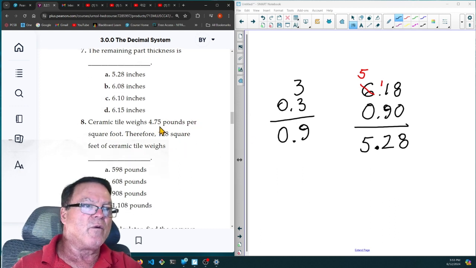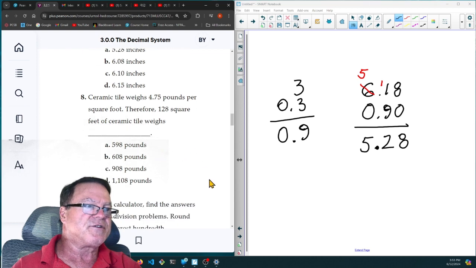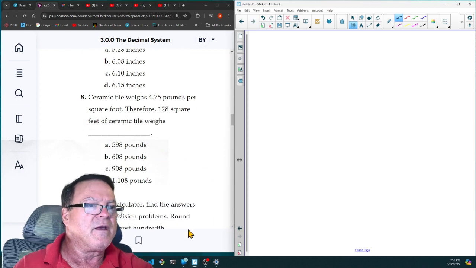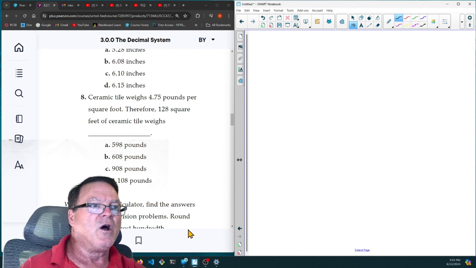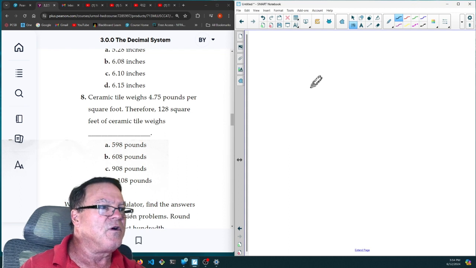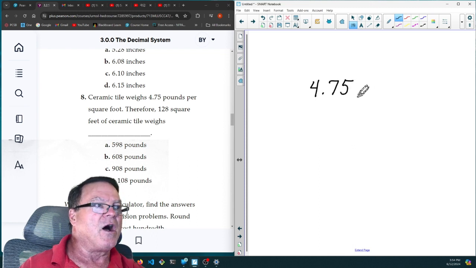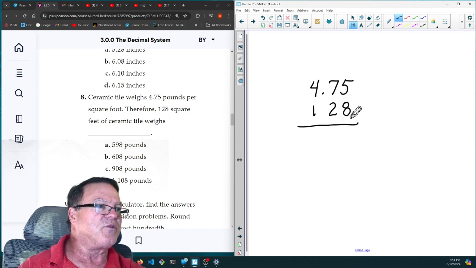Ceramic tile weighs 4.75 pounds per square foot. Therefore, 128 square feet of ceramic tile weighs how much? Okay. So they're saying that 1 square foot weighs 4.75 pounds. And there's 128 square feet. You could put either one on the top. It doesn't matter. I'm just going to put this one here.